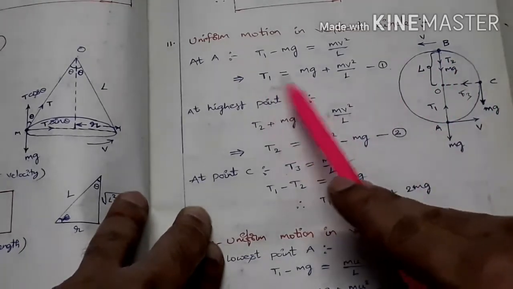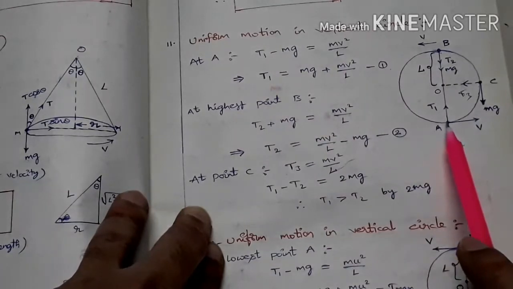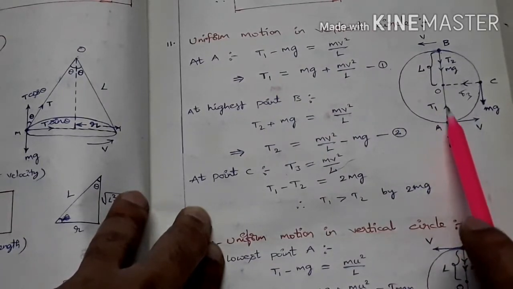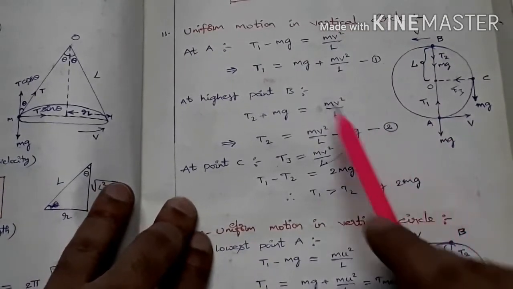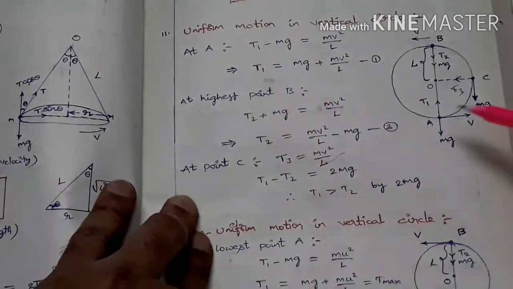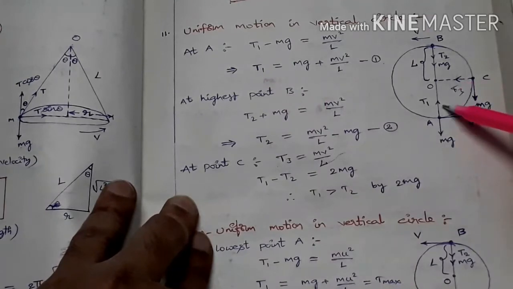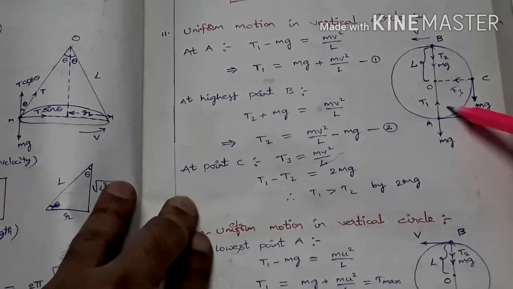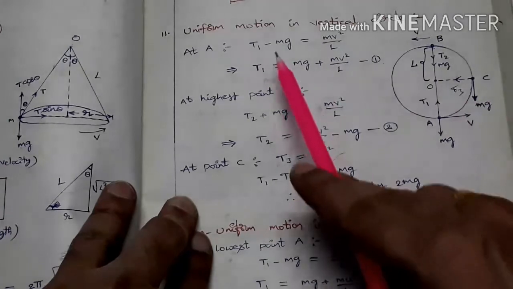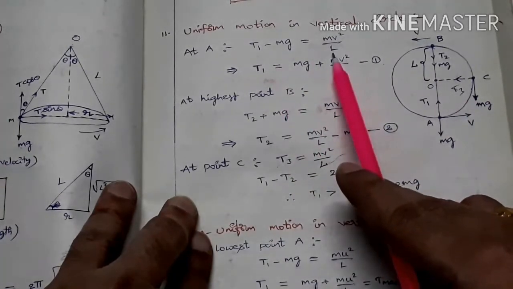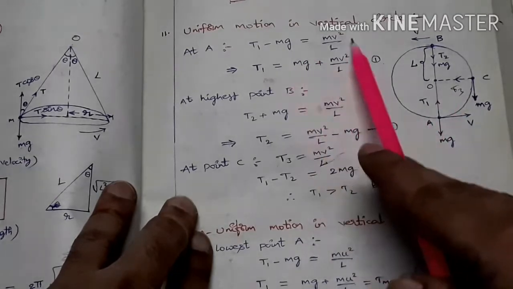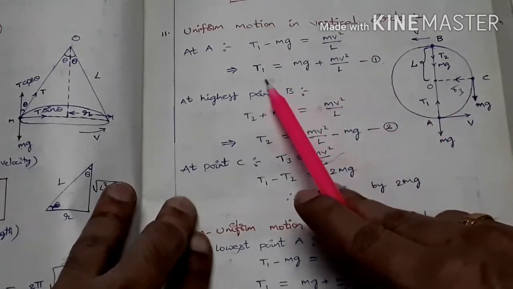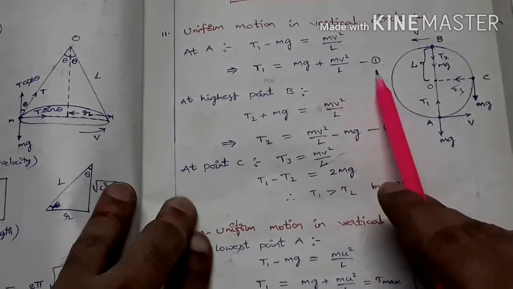In this case, at a point A here, what are the forces acting? Along the string, tension T1 is acting upwards, and here mg is acting downwards. So who is providing the centripetal force here? The net effect of these two forces must be providing centripetal force, that is T1 minus mg. Therefore T1 minus mg equal to mv square by L. What is L here? Radius of the circle is equal to length of the string, no? So from this equation, T1 equal to mg plus mv square by L.